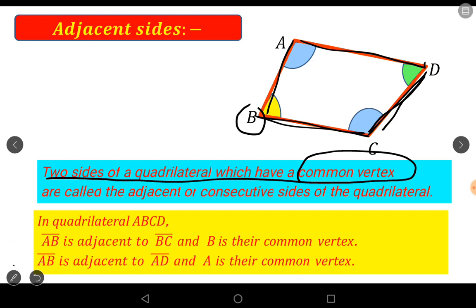AB, BC is one pair. BC, AB, AD is the second pair. Similarly, AD, DC, BC, CD. These are the four pairs of adjacent sides.